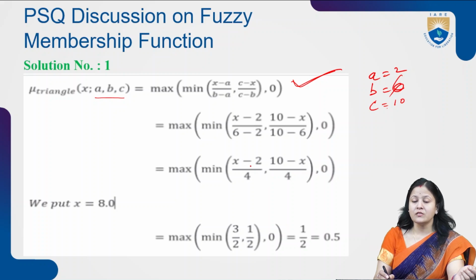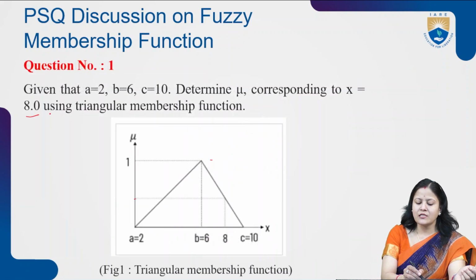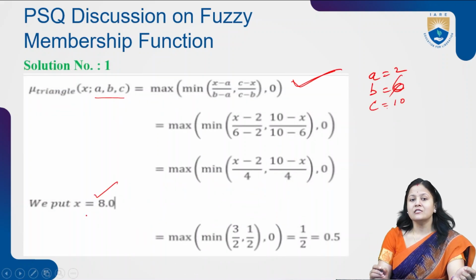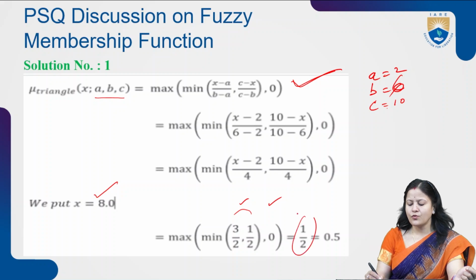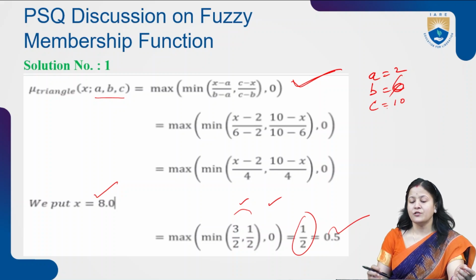Now you insert the value, because in our question it is given when x is equal to 8, what would be the membership value. So insert the value of x equal to 8. So (8 minus 2) divided by 4, (10 minus x) divided by 4, it will be 3 by 2 and 1 by 2. Find the minimum between these two, then find the max between this and 0. So the answer would be half or 0.5. So like this we can find the membership value corresponding to any crisp value.